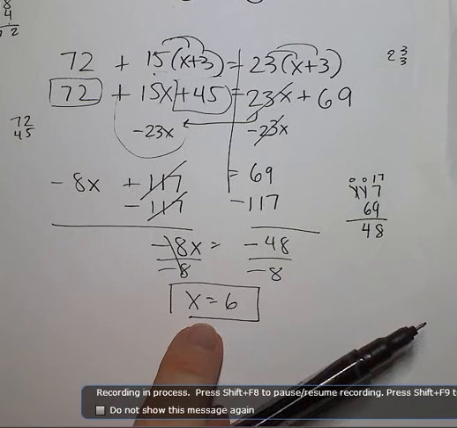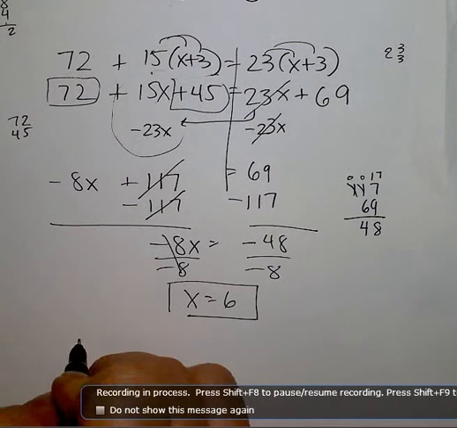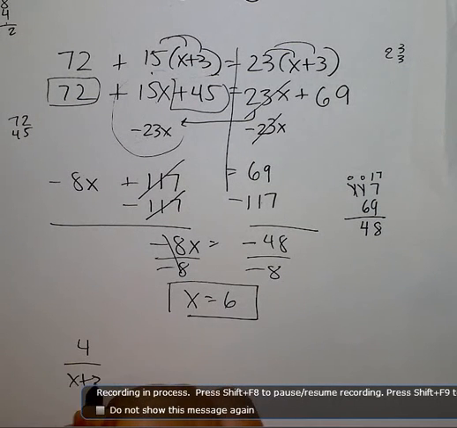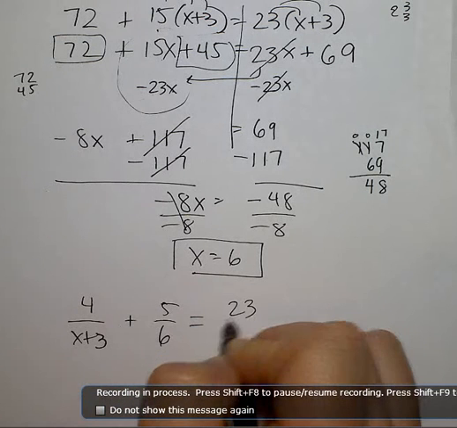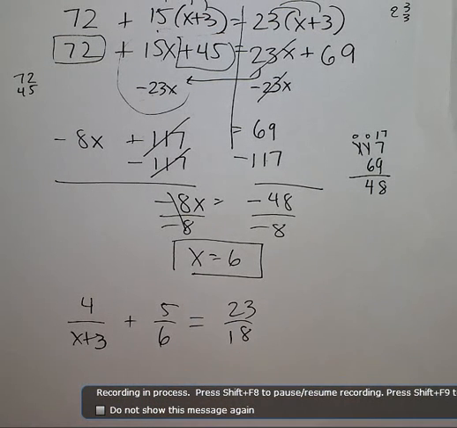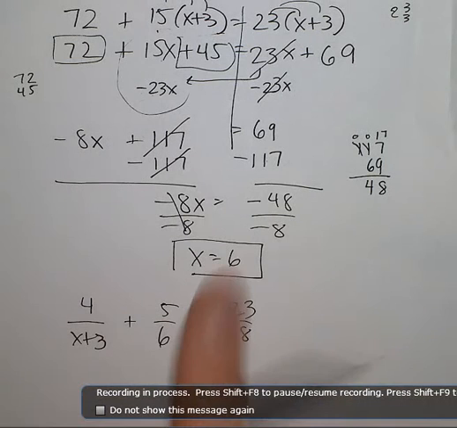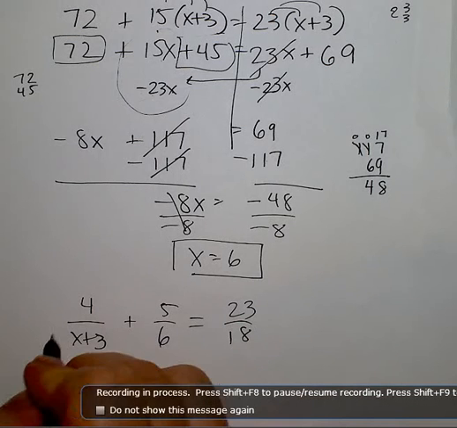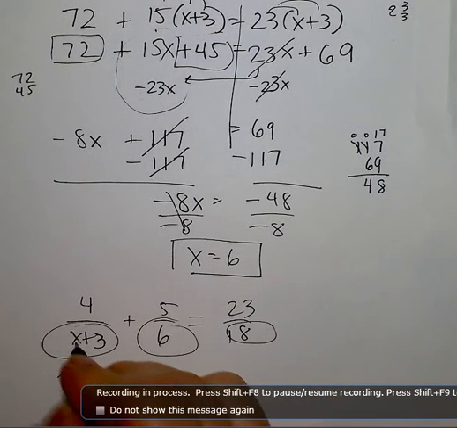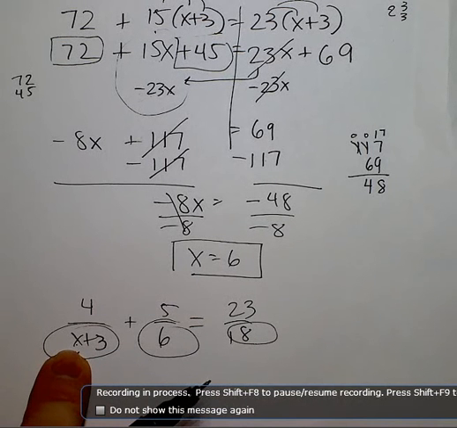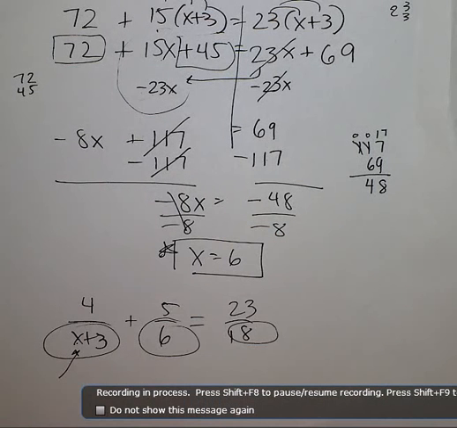So go back to the original equation. The original equation was 4 over x plus 3 plus 5/6 equals 23 over 18. Can you please check to make sure, am I correct? Is that the original? Okay, so when I plug in a 6, and you only can plug in where you see a variable, looking only at the denominators: if you plug in 6 for x, does this denominator become 0? No, it becomes 9, so we're good to go. We have one answer. It is x equals 6.